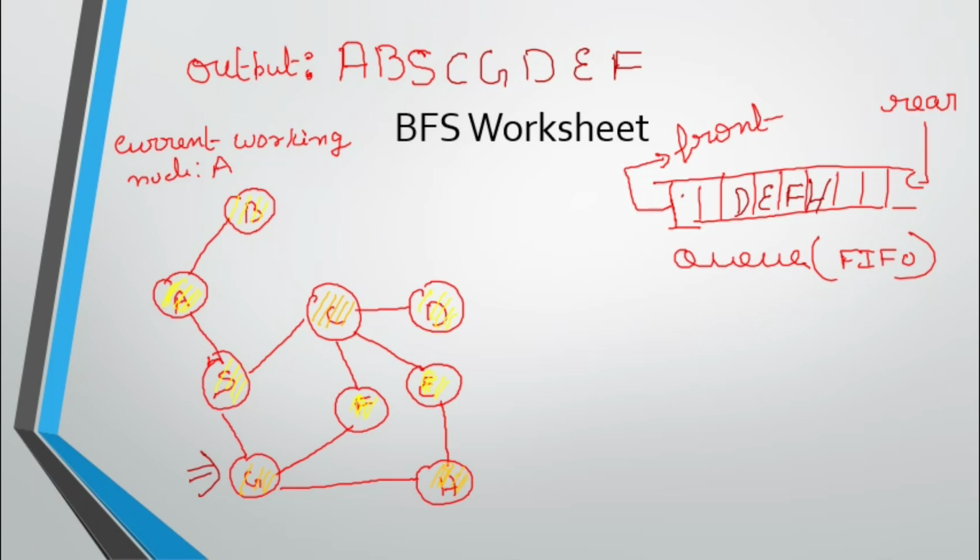Now which is the next element? G is already done. After that I have gone to C, correct? That's how to decide the next working node. D is done, correct? No, so the next working node is D, because in the queue you have D. So remove the D from the queue and make it the current working node.